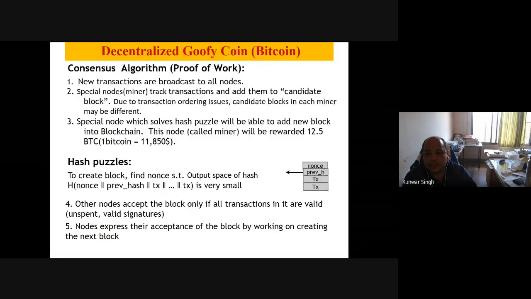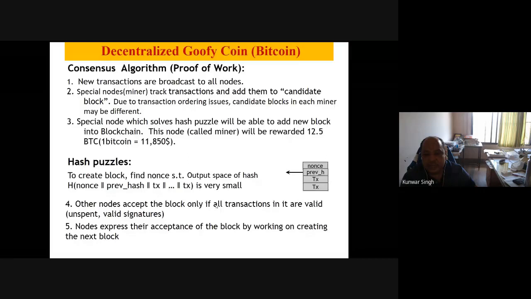Once he has added this block, other nodes will accept the block only if all the transactions in it are valid. There should not be any double spending, and there should not be any forged signature. The signatures have to be valid, and the money should be unspent, not double spent. Then only they will accept it. Otherwise they will not accept it.